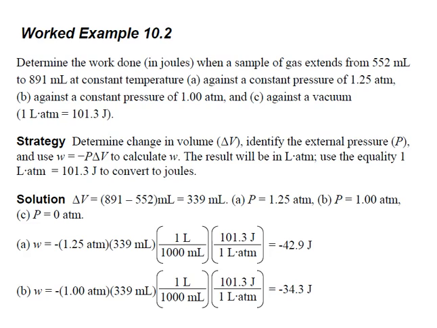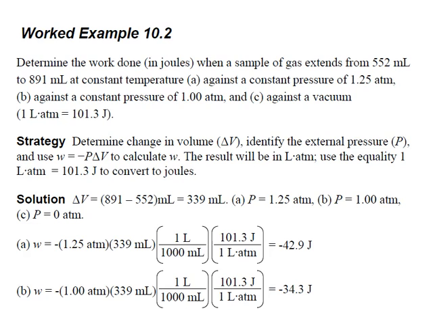Example 10.2. Determine the work done, in joules, when a sample of gas expands from 552 milliliters to 891 milliliters at constant temperature. We have a few parts to this. Part A, against a constant pressure of 1.25 atmospheres. Part B, against a constant pressure of 1 atmosphere. And part C, against a vacuum. One thing that we're given as an equality is that 1 liter atmosphere is the same thing as 101.3 joules.